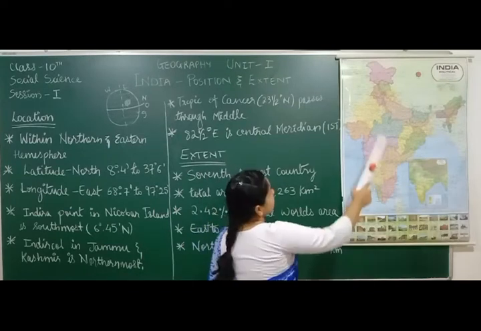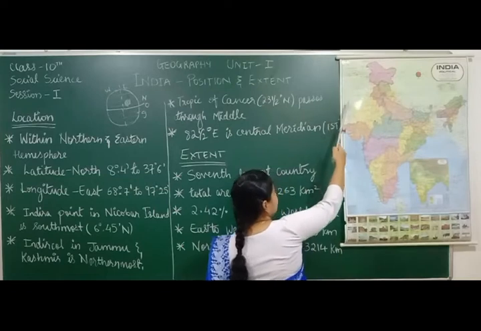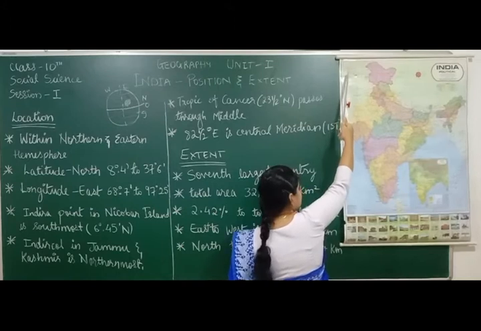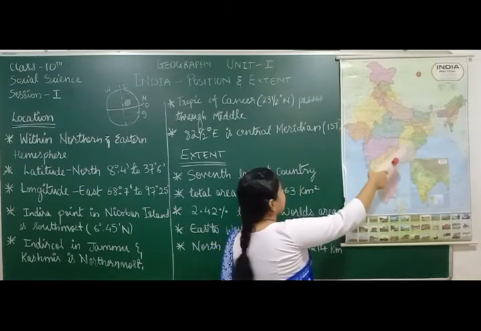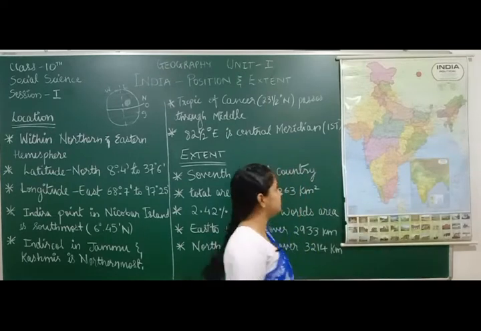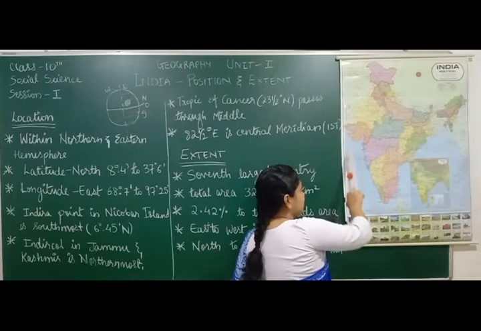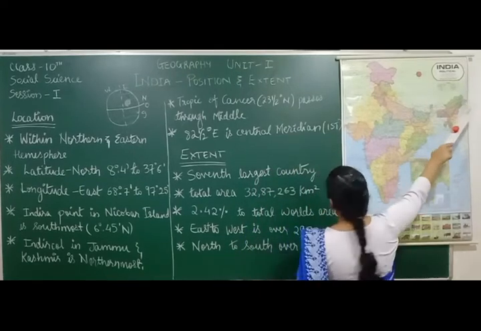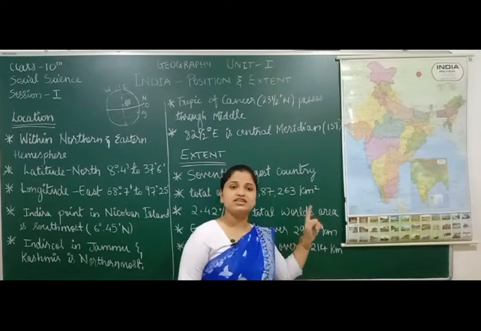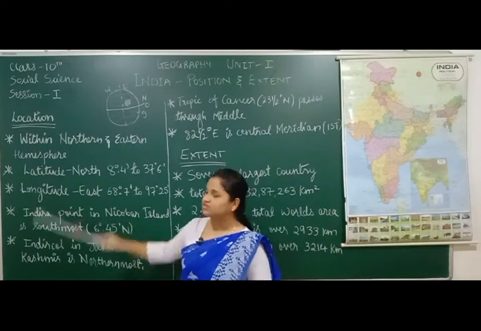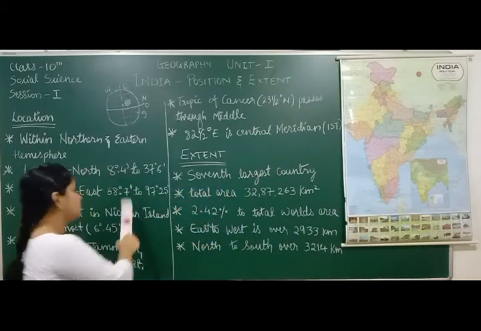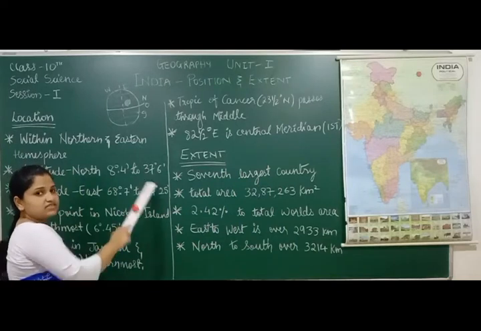The first longitudinal line here is 68 degrees. You see the reading is given here: 68 degrees 7 minutes to 97 degrees 25 minutes. You see how it's given here? So you see what is the longitudinal extent of India. The latitudinal extent you studied already. It was 8 degrees 4 minutes to 37 degrees 6 minutes.